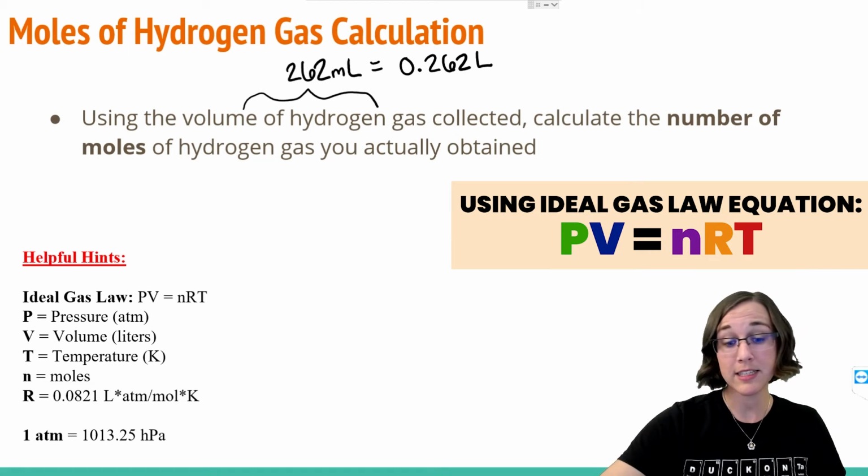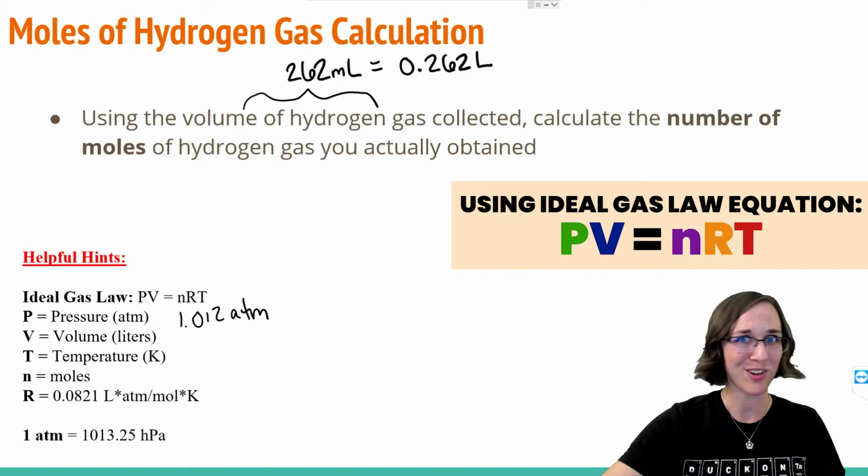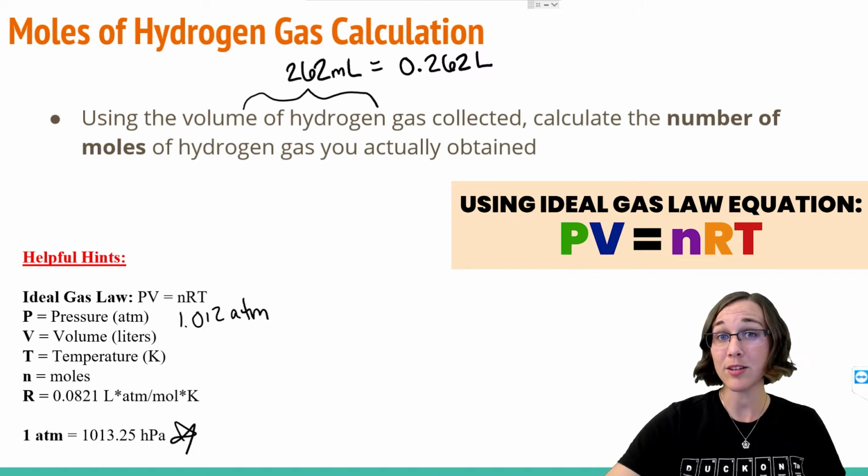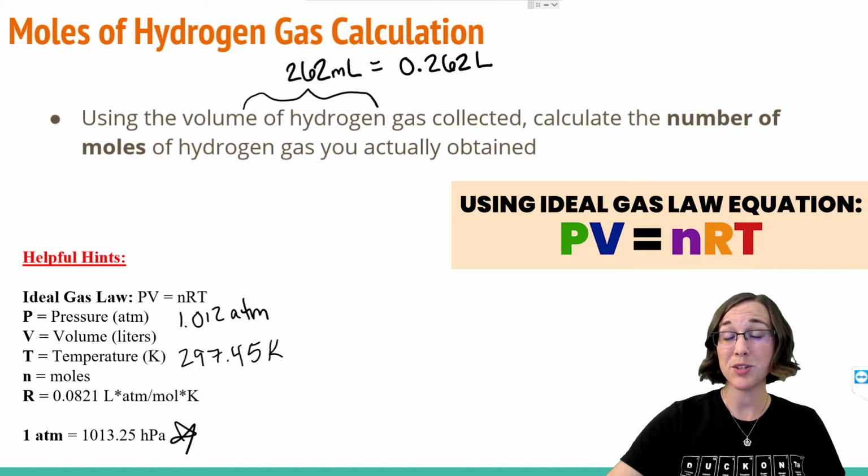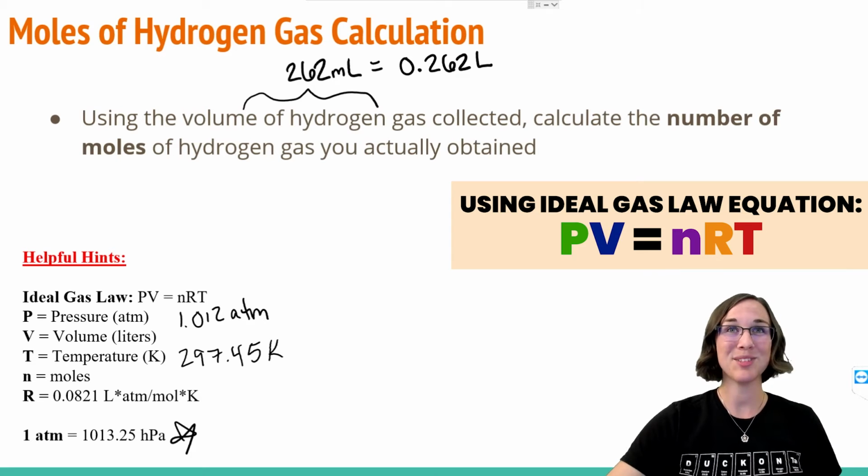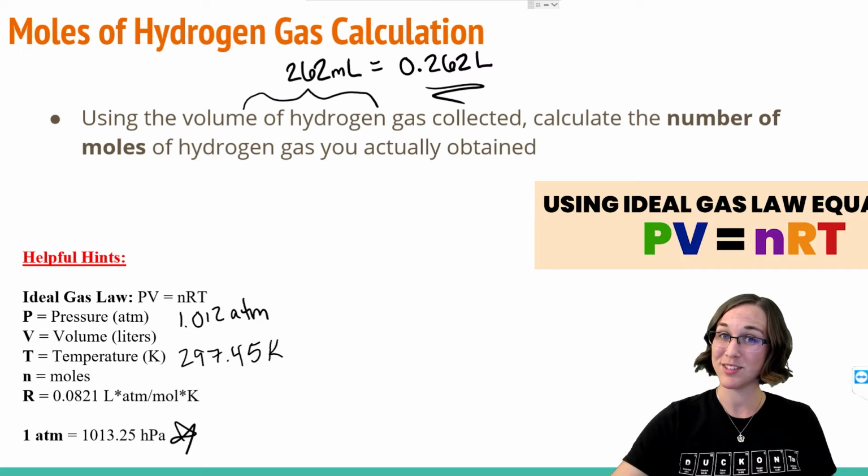The pressure is still the 1.012 ATMs that we calculated from before using the willyweather.com and our conversion factor for the HPA, and our temperature is also still the same in this room, which was the 297.45 K. So all we have to do is plug and chug using our new volume to solve for moles.